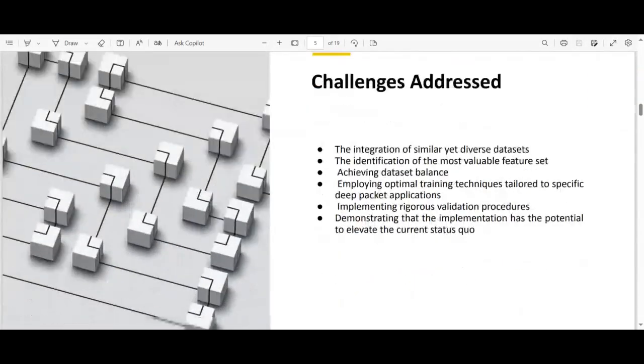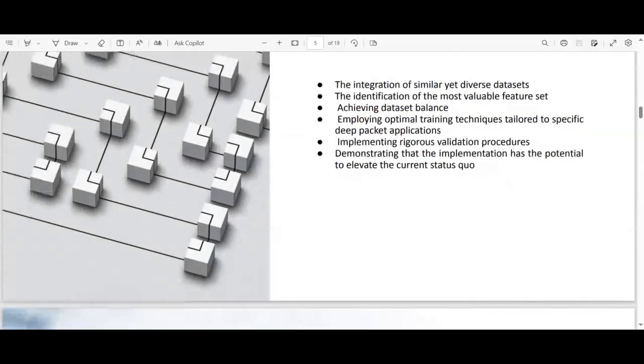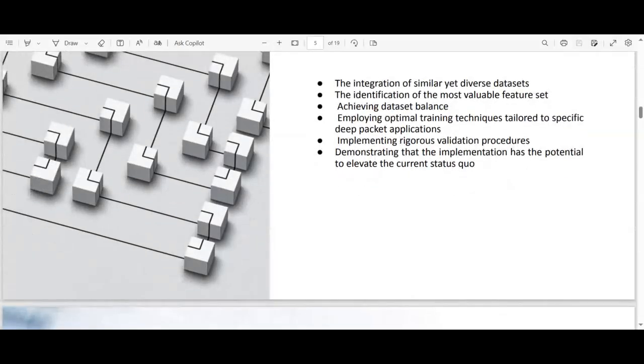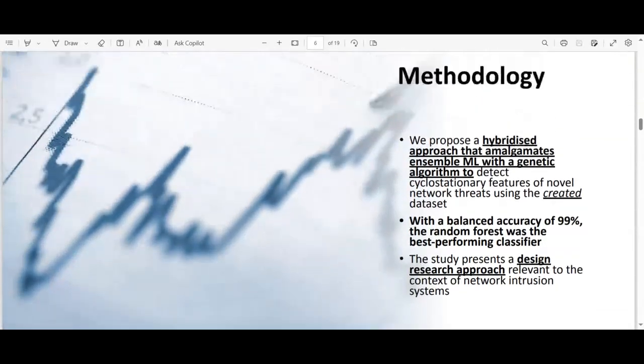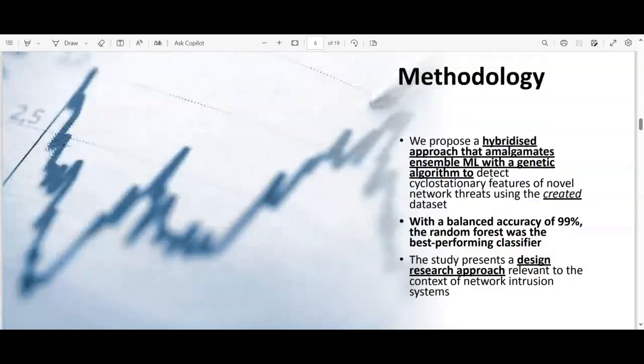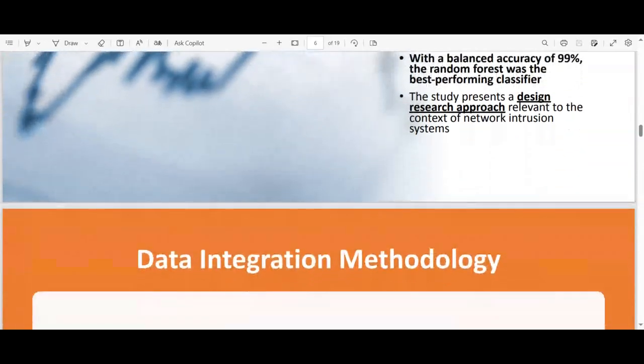So the challenge that we address, we actually integrate similar and diverse datasets to build the final dataset. And we also identify the most relevant features in this process and also achieve the dataset balance. Then, when we had the final dataset, we employ different training and testing techniques to assess the accuracy of different machine learning algorithms. And the methodology used in terms of machine learning classification was ensemble learning, which is actually a hybridized approach that amalgamates an ensemble learning model for classification and prediction and a genetic algorithm for feature selection. The best performing algorithm was random forest, which achieved 99% accuracy.